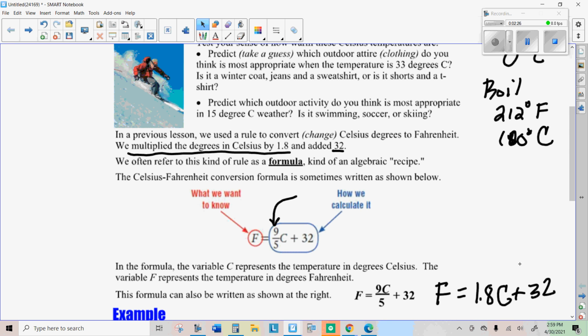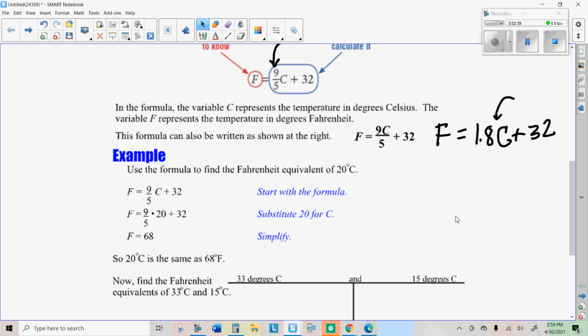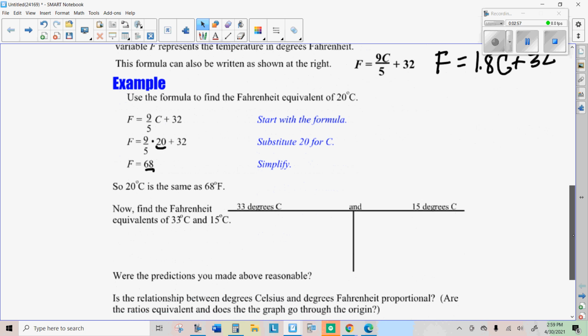Now remember that when you see a number next to a letter, that means to multiply. And also remember, multiplication comes before addition when you're figuring things out. So here we are converting 20 degrees Celsius to degrees Fahrenheit. So if the temperature in Canada says 20 degrees Celsius on the bank thermometer, that means it's 68 degrees outside for the temperature that you're used to. Okay?